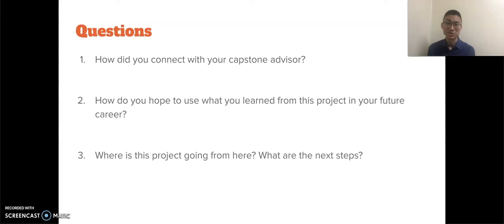And last but not least, where is this project going from here? What are the next steps? This project is nowhere near complete, but I haven't decided whether I'll continue it after graduation. Whether I do that depends on quite a lot of factors, and it's probably a decision that I'll make once I move out to work full time. If I do decide to continue, I will continue to perform customer discovery and improve on the prototype and consider turning the project into a proper startup.